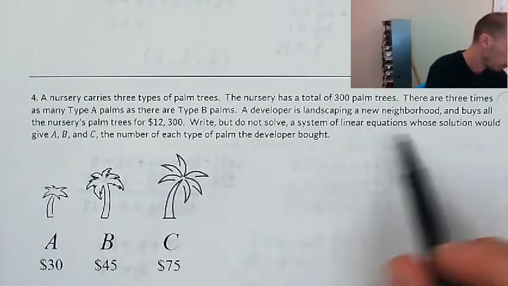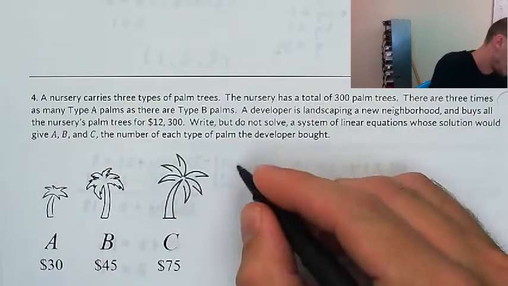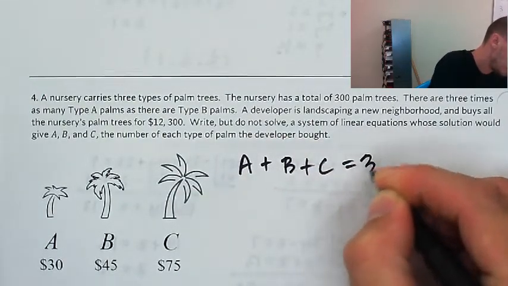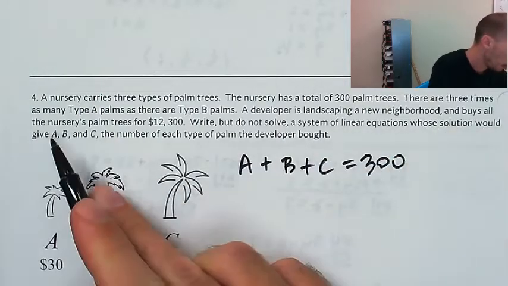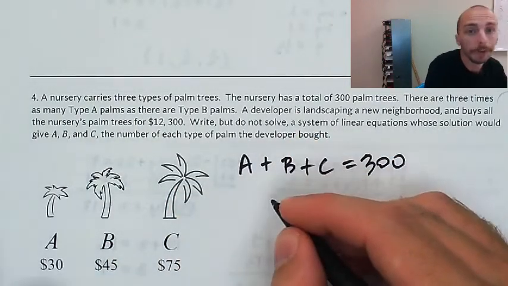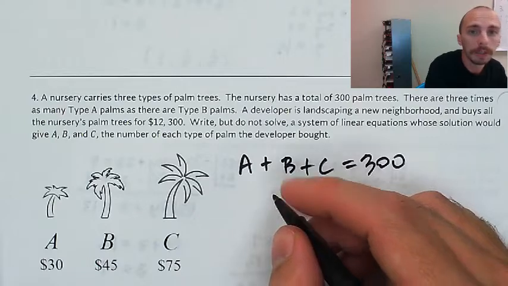And if all are one of these 3 types, that means that the total of A plus B plus C is equal to 300. There are 3 times as many type A palms as there are type B palms. Okay, so it's going to be either A equals 3B or B equals 3A.